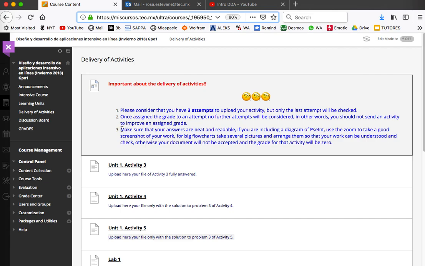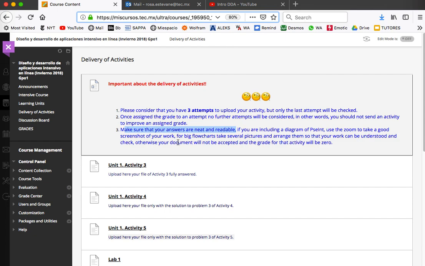And the other important thing to consider is to make sure that your answers are neat and readable, okay? Please. If you are including a diagram from P-sign, which is the tool that we will be using in this course, use the zoom to take a good picture or screenshot of your diagram, okay?